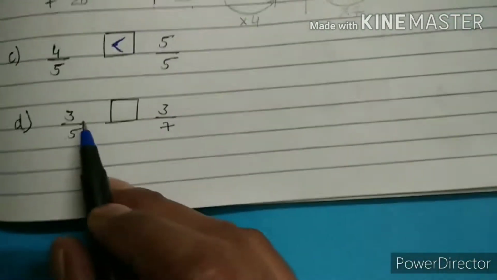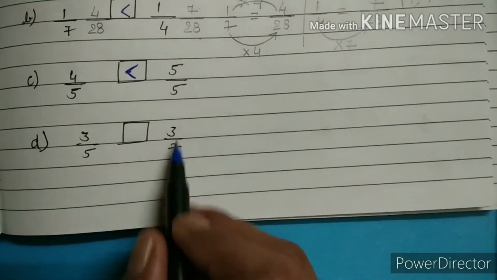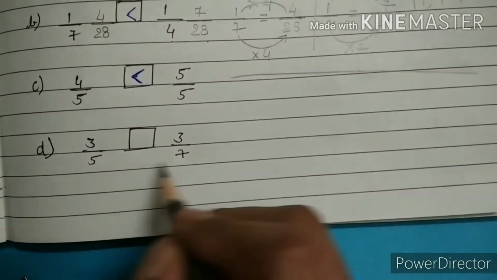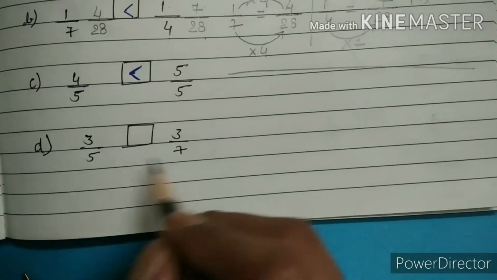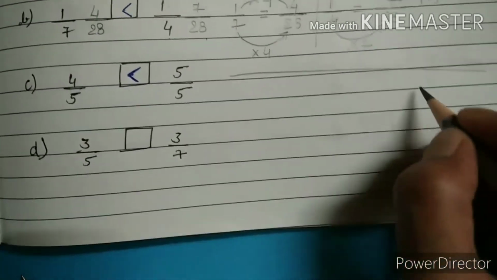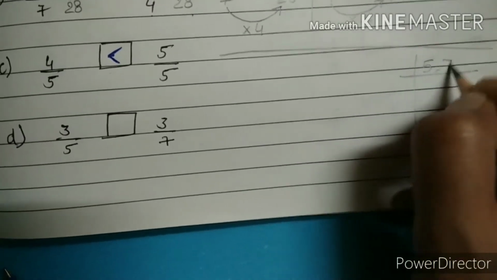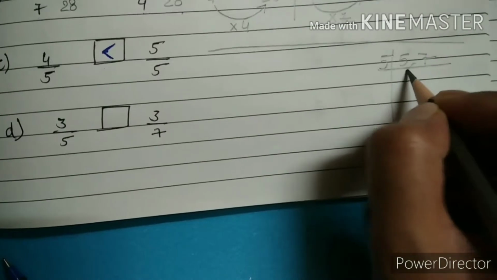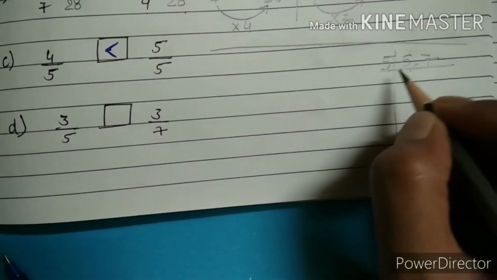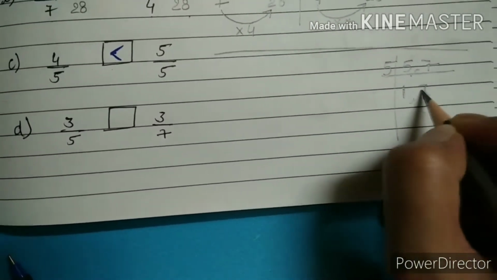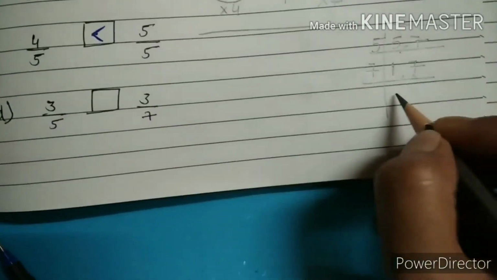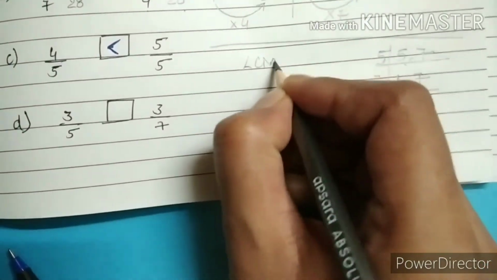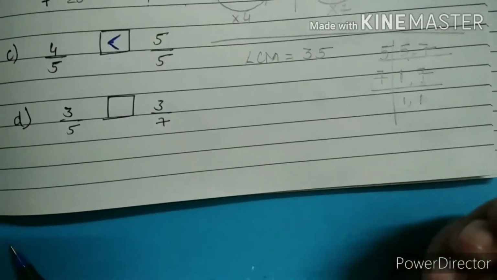Now D, 3 by 5, that will compare with 3 by 7. Again we can see both have different denominators. We have to take the LCM of 5 and 7. Okay, 5 and 7. 5 is smaller, that's why we will give the division with the help of 5. 5 will come one time, 7 as it is. Now with the help of 7 here, 7 5s are 35. So the LCM will become 35.